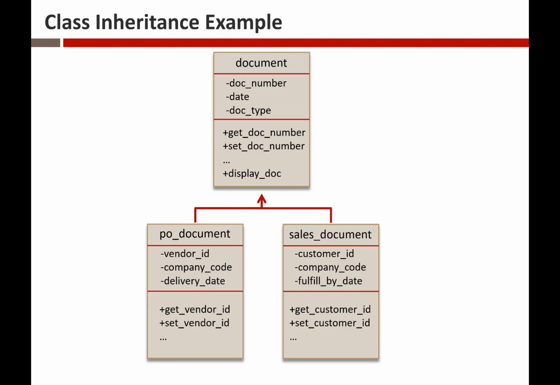This is what I was just mentioning. And that document class, every document would have a document number, it would have a date, and it would have a document type. And then it would have a set of methods to support that. A PO document would have a document number, a date, a document type, but it would also have a vendor ID, a company code, and a delivery date. A sales document would have a document number, a date, and a document type. It would also have a customer ID, a company code, a fulfill by date.